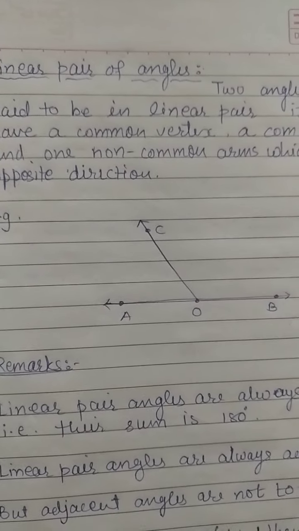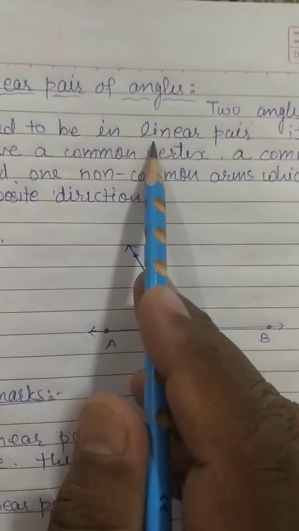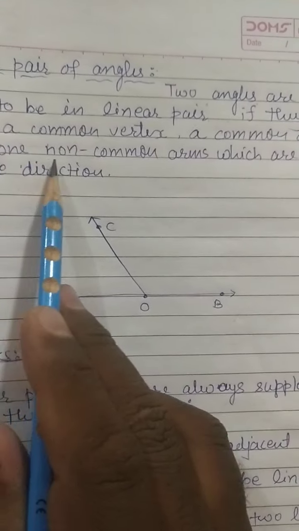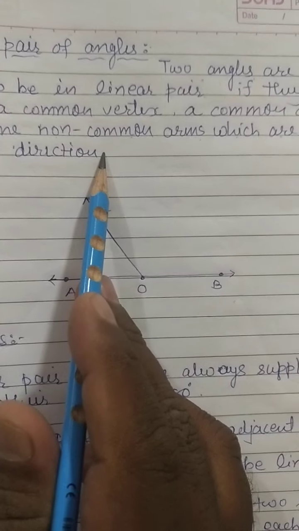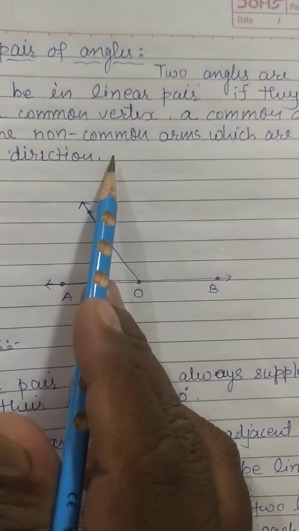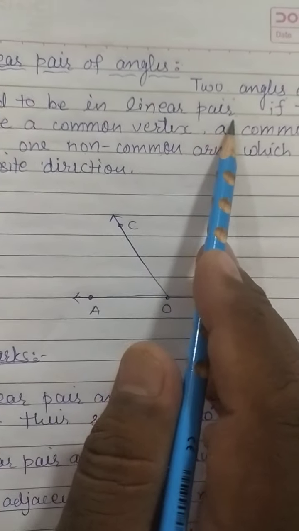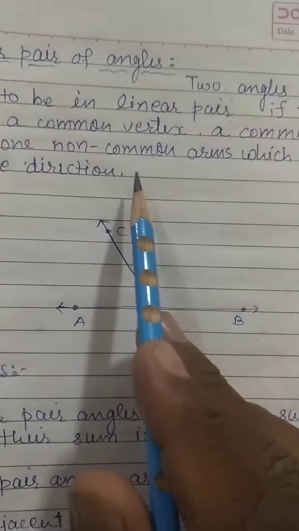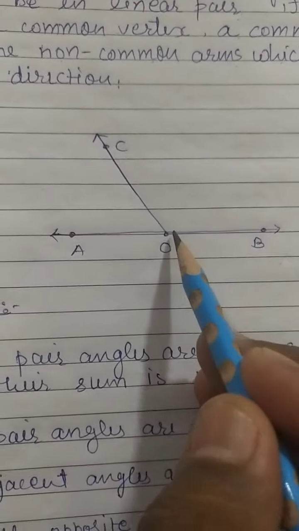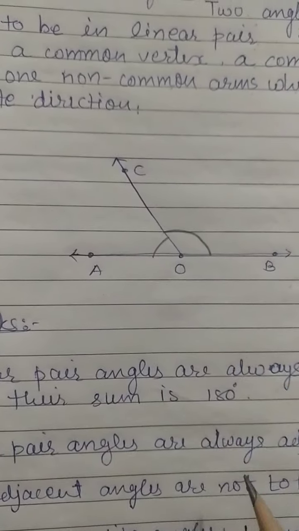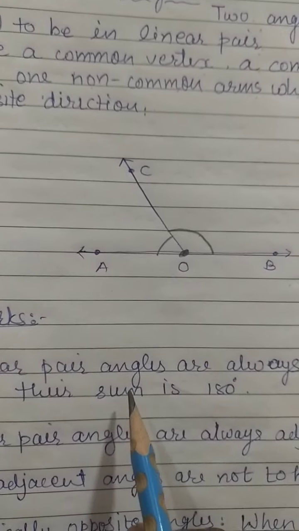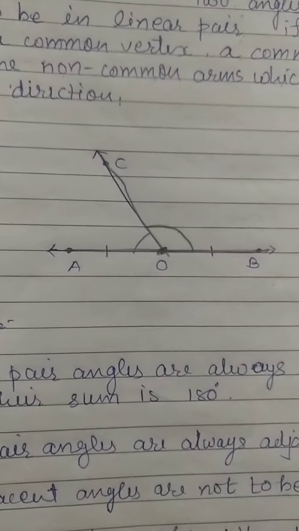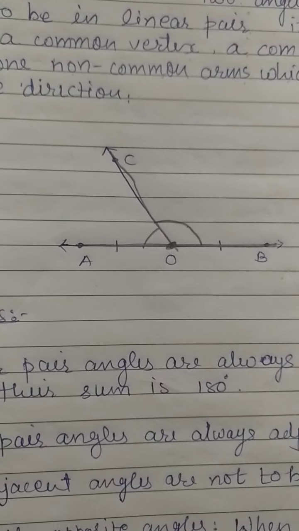Linear pair of angles. Two angles are said to be in a linear pair if they have a common vertex, a common arm, and non-common arms which are in opposite directions. See once again, two angles, this one and this one, are said to be in a linear pair if they have one common vertex, one common arm, and the remaining two non-common arms are in opposite directions, right? I hope you will understand it, that these are said to be a linear pair.